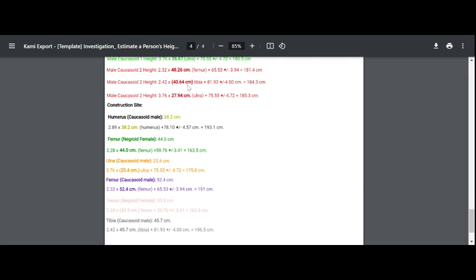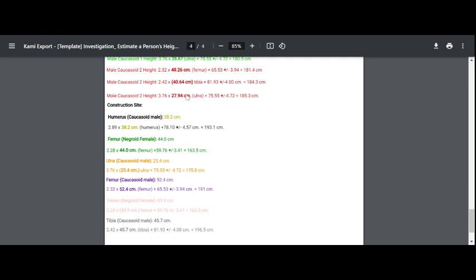Using the tibia length, we're using the formula 2.42 times 40.64 centimeters. Remember, the tibia length is 40.64 centimeters, okay? Plus 81.93 plus or minus 4.00 centimeters. I chose to add to make it close to the actual height.